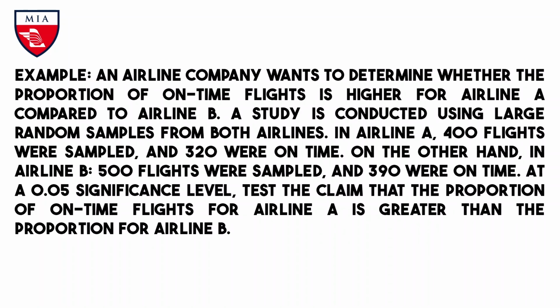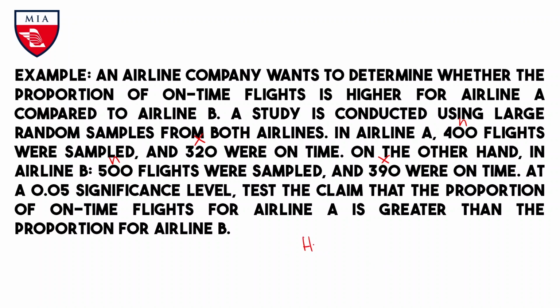An airline company wants to determine whether the proportion of on-time flights is higher for airline A compared to airline B. Okay. So in airline A, 400 flights were sampled, so this is our n, and 320 were on time. So this is our number of successes. On the other hand, in airline B, 500 flights, this is our n, and 390 were on time. So this is our number of successes. Okay? So at a significance level alpha of 0.05, test the claim that the proportion of on-time flights for airline A is greater than the proportion for airline B.